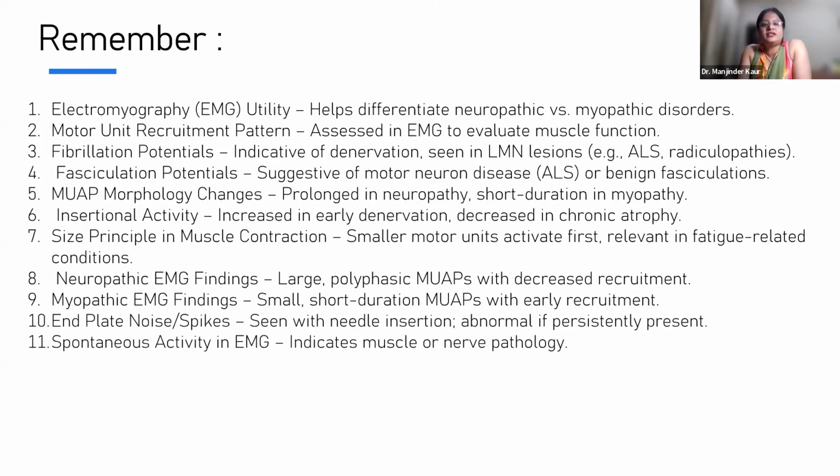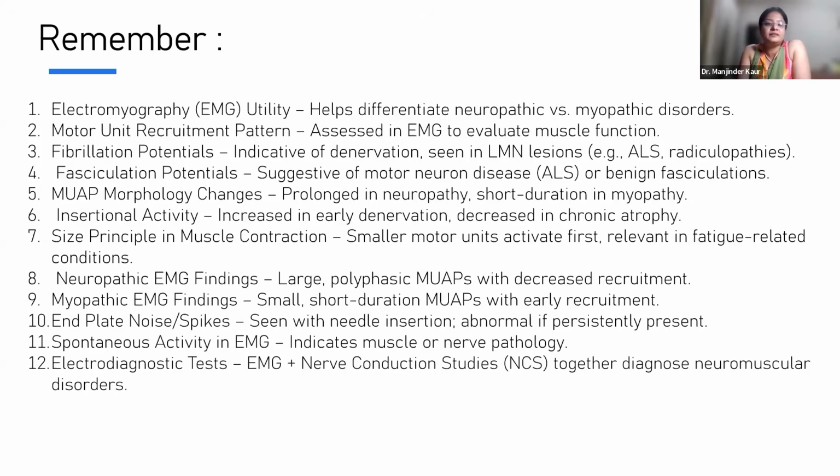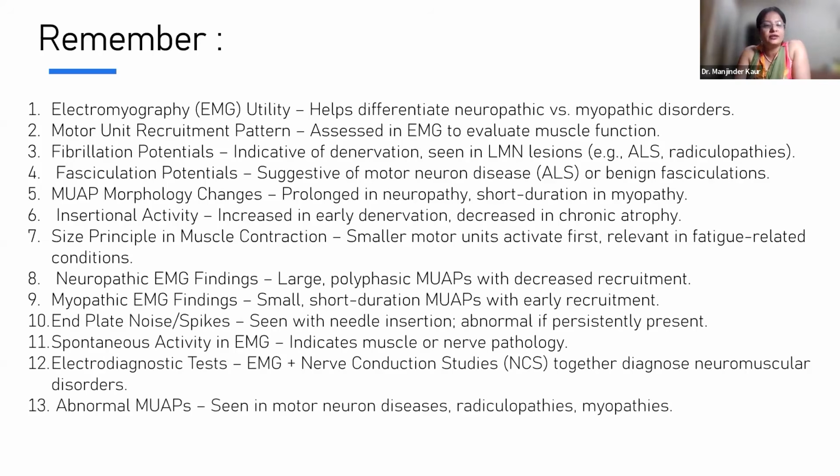Spontaneous activity in EMG is not seen in normal muscle. If it is present, it indicates a disease process. The electrodiagnostic tests are EMG plus nerve conduction studies taken together, and abnormal MUAPs are seen in motor neuron disease, radiculopathies, and myopathies. What is a radiculopathy?